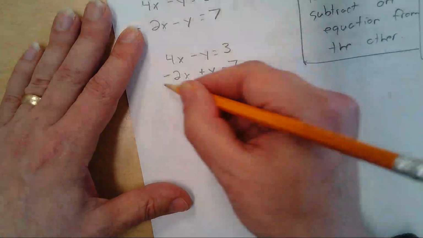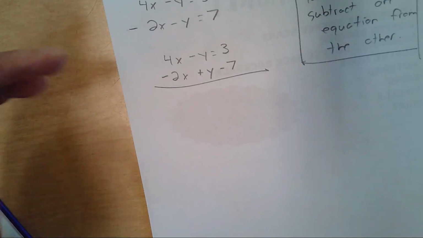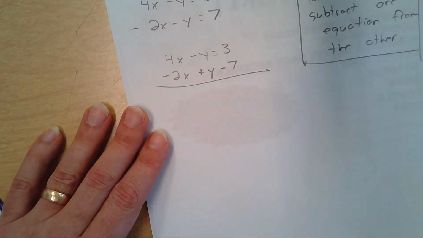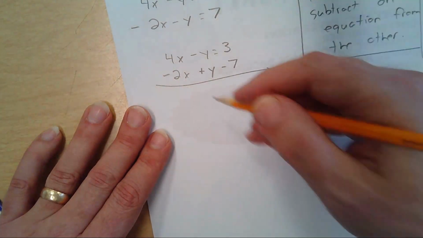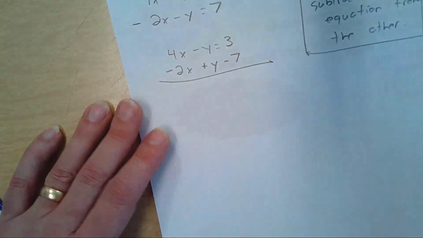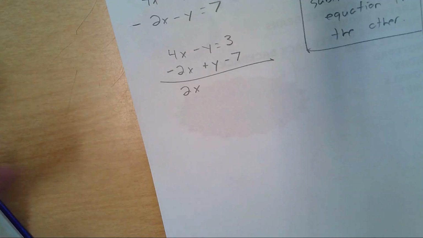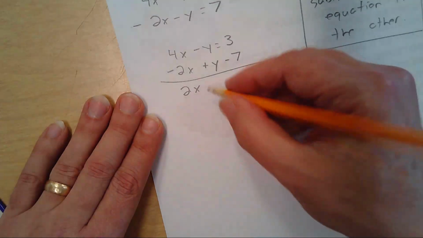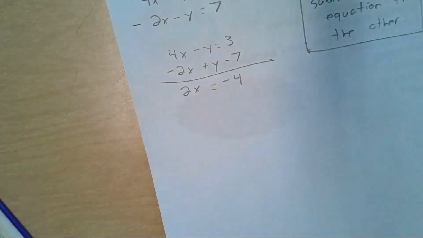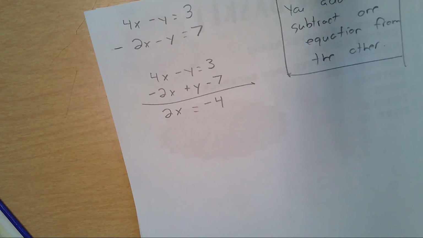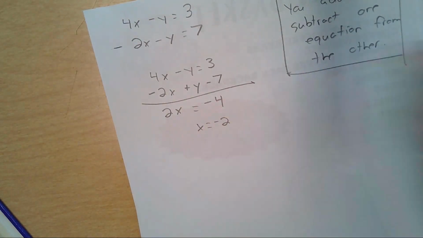But now, if I go ahead and subtract these two, what do I got? 4x minus 2x is 2x, and then negative y plus y is 0y. Anything times 0 is 0. Y is now gone. 3 minus 7 equals negative 4. And now, finish the equation. What does x equal? Negative 2. There it is. So now I know what x is.